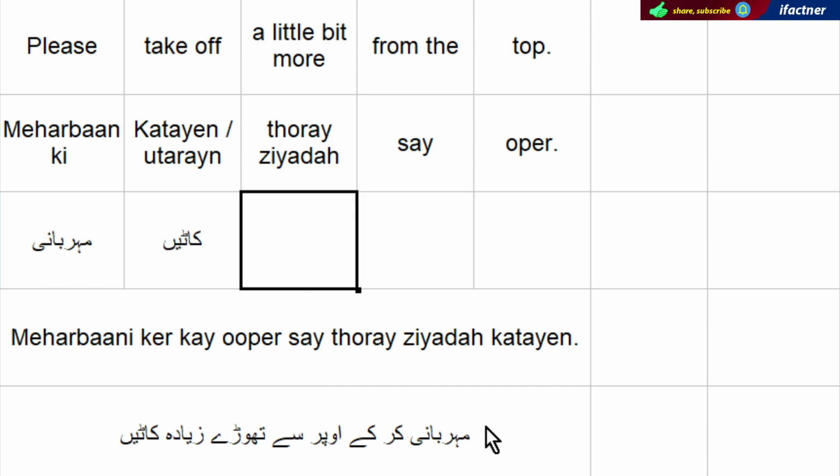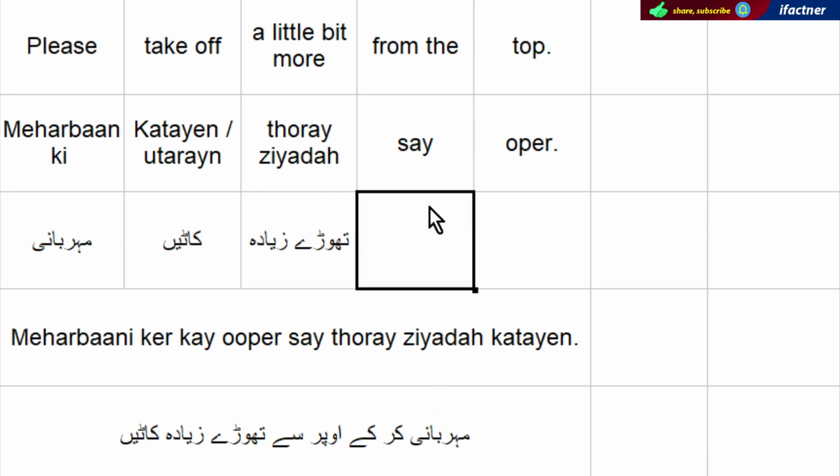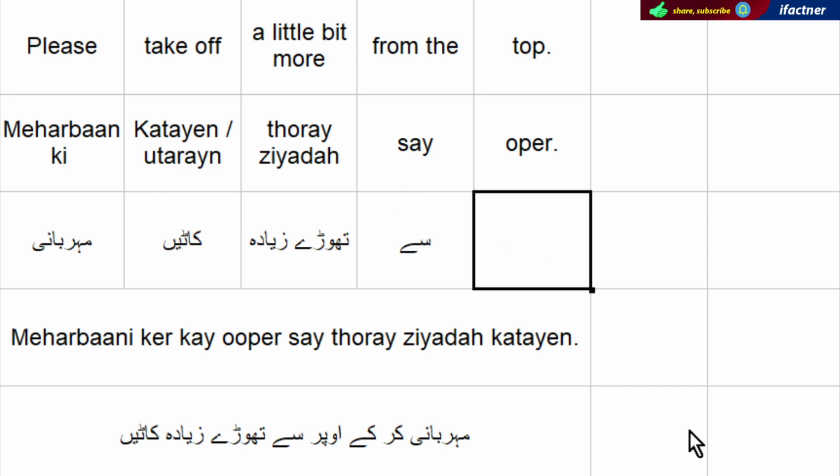थोड़े ज़्यादा is ते, हे, वाव, रे, बड़ी है, थोड़े. ज़्यादा is जे, ये, अलिफ, दाल, हे. From the is say in Urdu, and we write say as seen badiye se. Top is ऊपर, alif, वाव, पे, re, ऊपर.